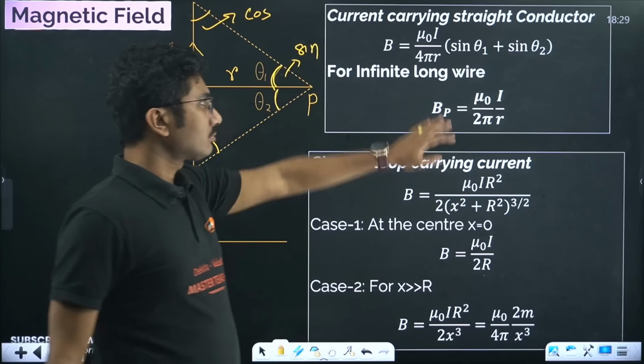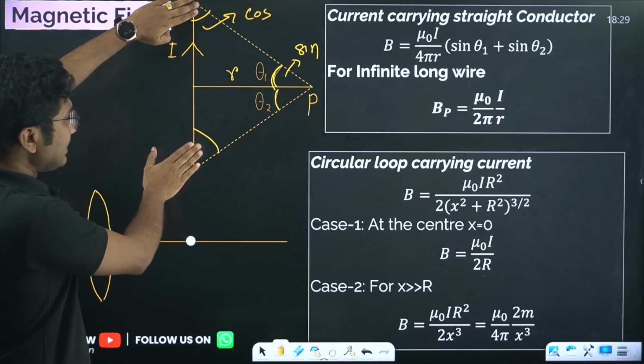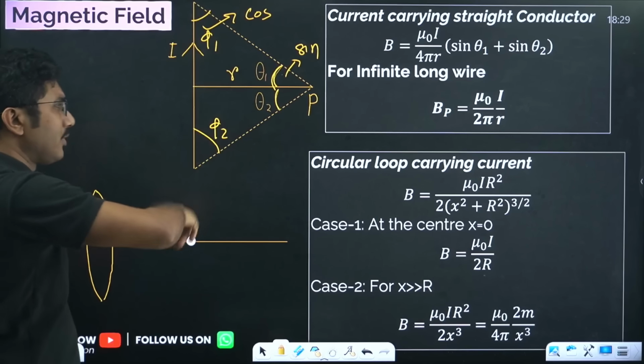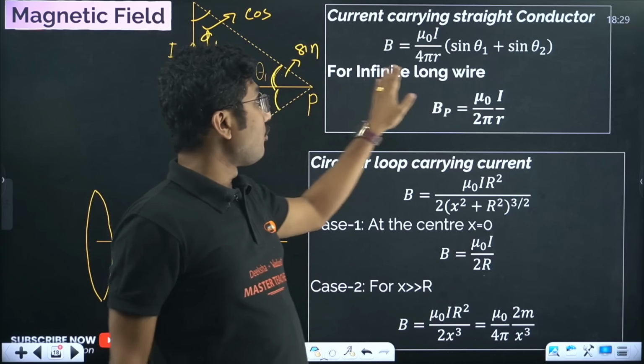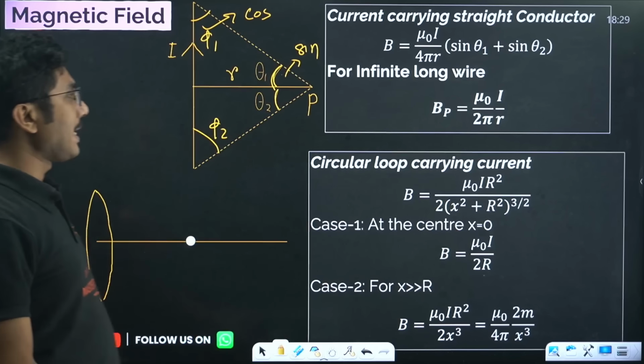I have used the sin theta formula, but you can use the cos theta formula; in that case you have to use these other angles. So this is say phi 1, this is say phi 2, and it will be cos phi 1 plus cos phi 2. For a long wire it becomes mu naught by 2 pi, I divided by r.